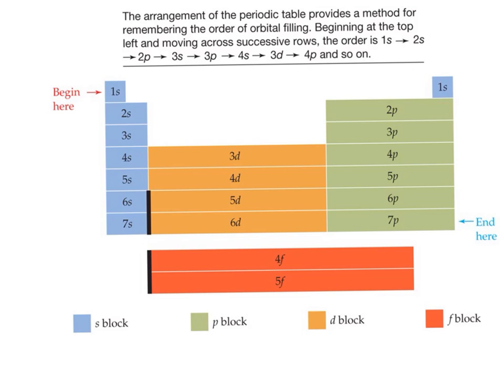All the elements in this row have the second energy level as their highest occupied energy level. All the elements in this row have the fifth energy level as their highest occupied energy level. All the elements in this row have the seventh energy level as their highest occupied energy level.